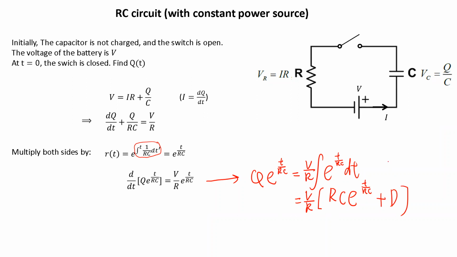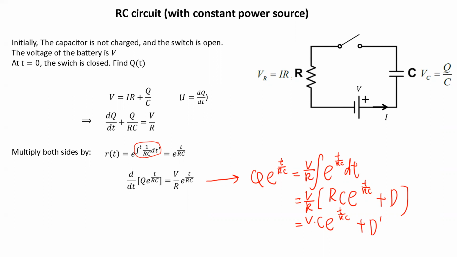This time I just use D as a constant instead of C, because C here in this problem means the capacitance. So I use D as a constant. Let me simplify it so that it's just equal to V times C plus another constant, D prime.